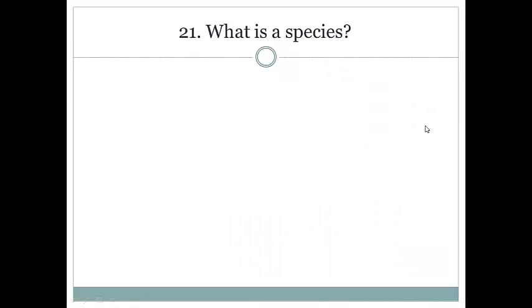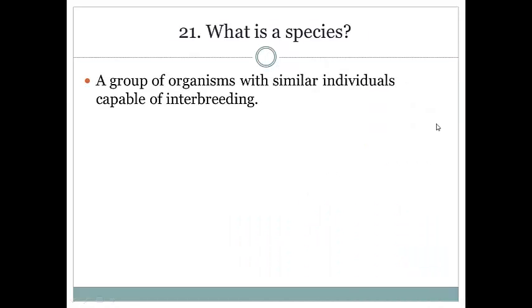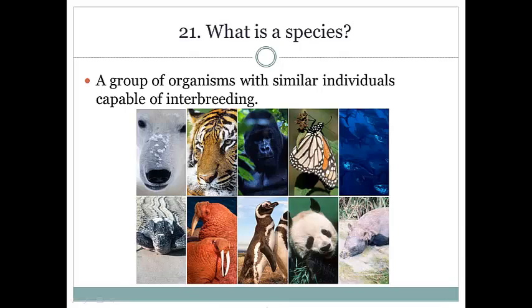So what is a species? A group of organisms that are similar and capable of interbreeding. Obviously if we try to mix a fish with a gorilla, that's not going to work. So only members of the same species are able to interbreed with each other.